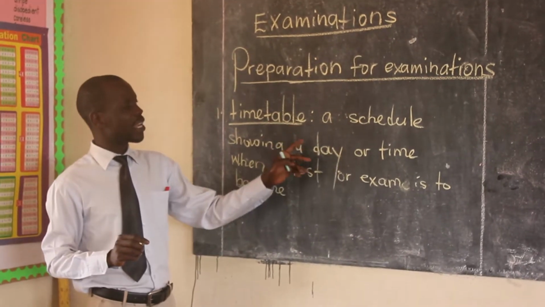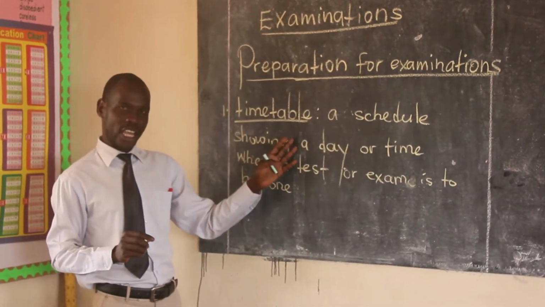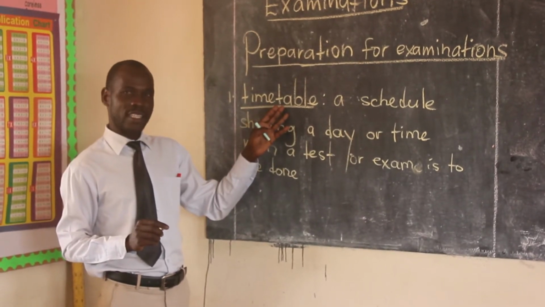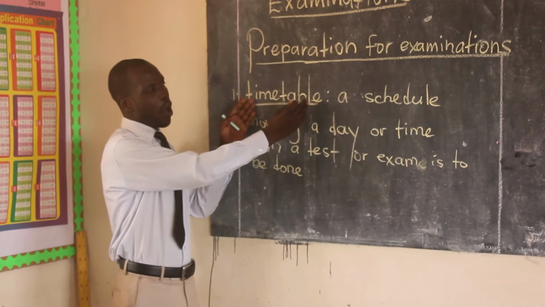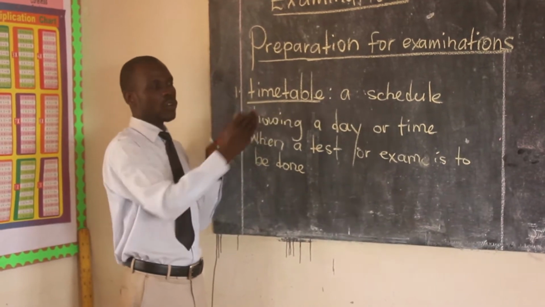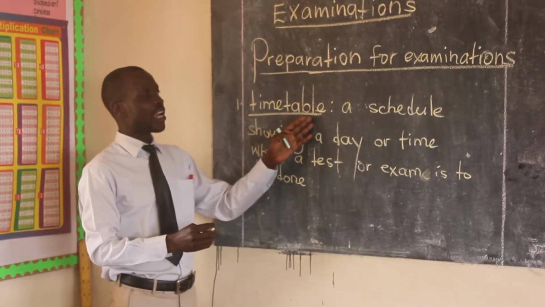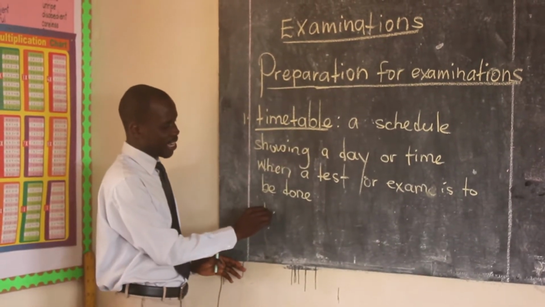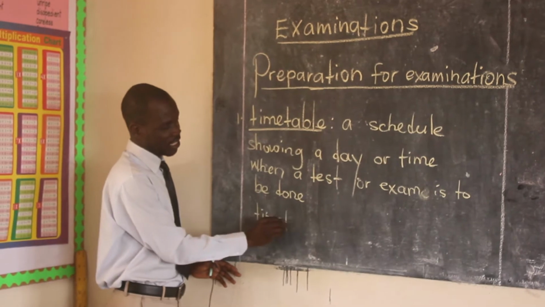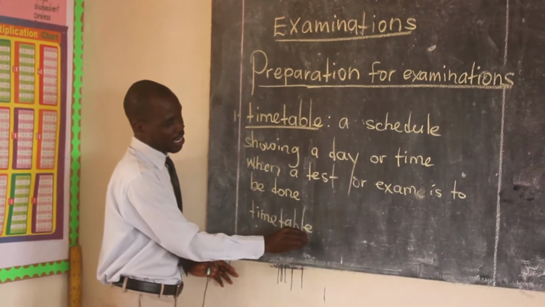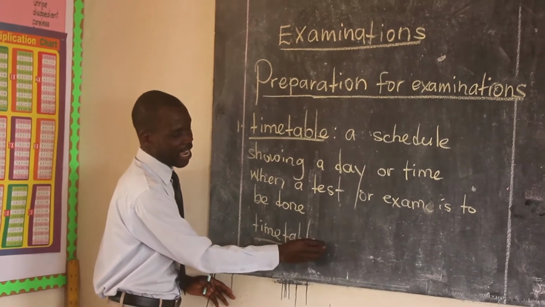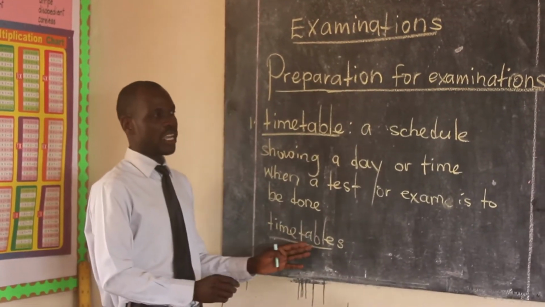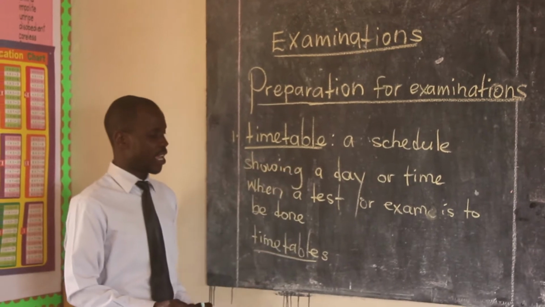Apart from knowing the meaning of the word timetable, you also need to know the plural form of the word timetable. Because if we have one timetable, what about many? Many, we shall have timetables. That means we shall add letter S. In the word timetable, we shall add letter S to form its plural form. It's very important for you to know that as a candidate.